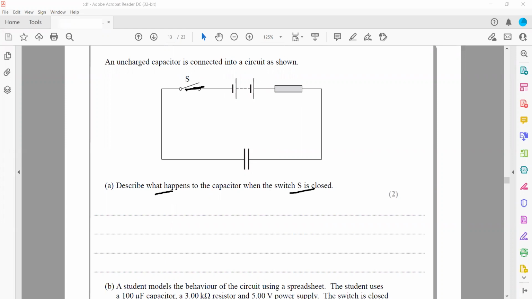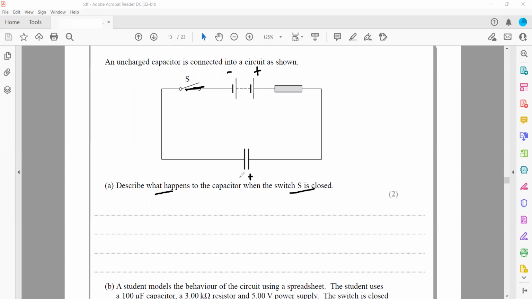Basically, for a capacitor, from the negative terminal of the battery, electrons will move from one plate to another. So when the switch is closed, there will be a movement of electrons, and one plate will become positive and another one will be negative. So this is the positive terminal of the battery, negative.